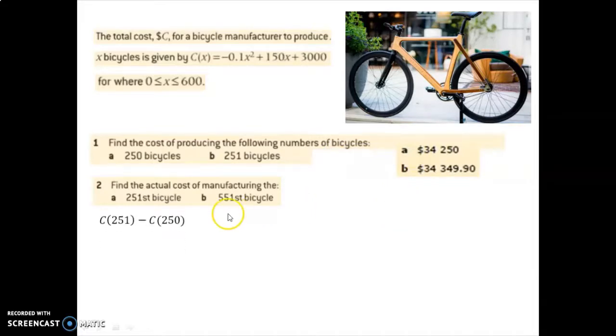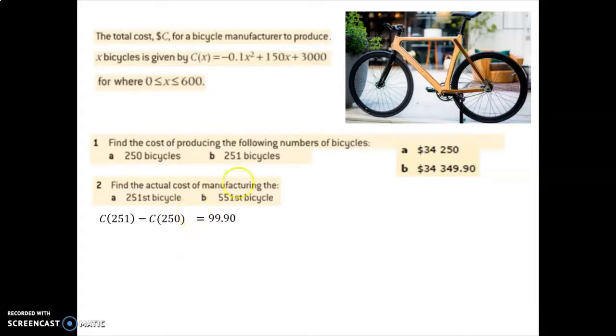I hope the answer to that is clear. You take your cost of 251 and you subtract the cost of 250. You're just subtracting these two numbers, because if this is the cost for 251 and this is the cost for 250, if you subtract them, you'll find out how much the cost went up for that extra bicycle, the 251st one. And that cost is this much. So now we know the cost for producing that 251st bicycle.